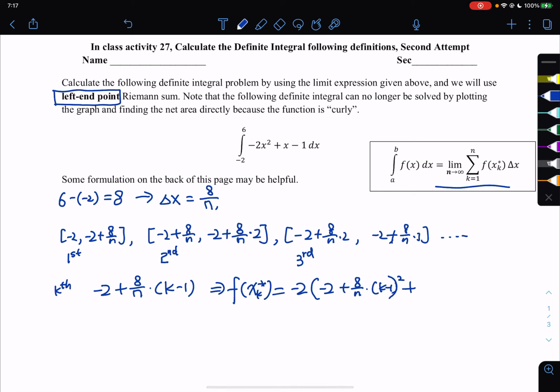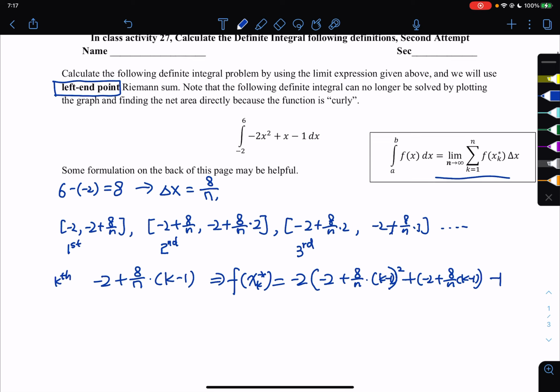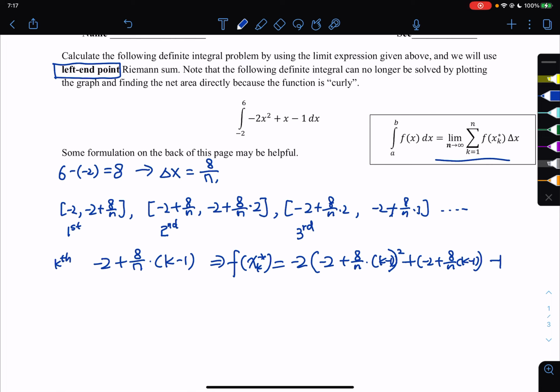my square is up there. Okay, add to -2 plus 8 over n times k minus 1 and then minus 1. So I definitely want to clean up this expression a little bit because it's quite messy. And I also want to keep track of what I need to calculate. That's delta x. And let me simplify this.